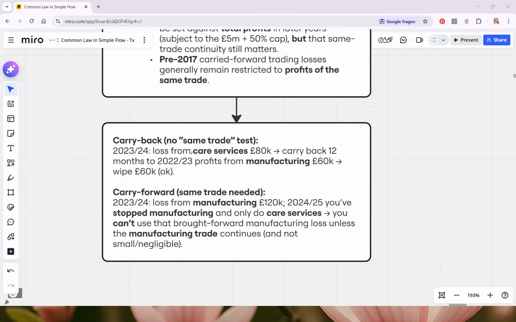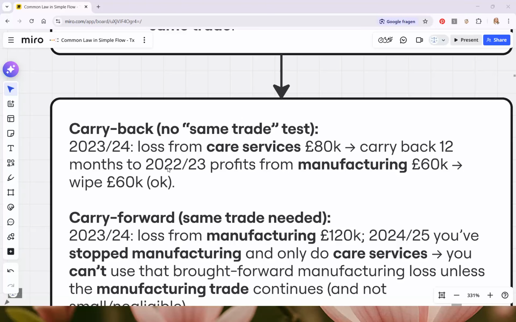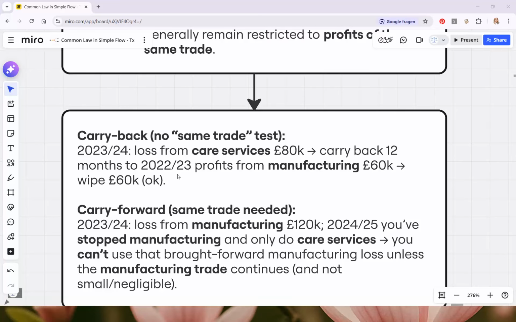In the carry back, there is no same trade test, so there is no need of the same trade test. But for carry forward, the same trade is needed. So let's see here, 2023-24 loss from care services, 80,000 are carried back 12 months to 2022-23 profits from manufacturing of 60K. There is 60K, so wipe 60K, that is okay. And for the carry forward, the same trade is needed because you are forwarding it to the next year. So that's why it's important that you are doing the same trade.